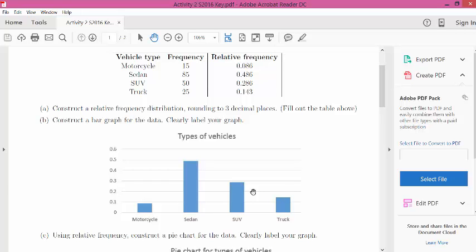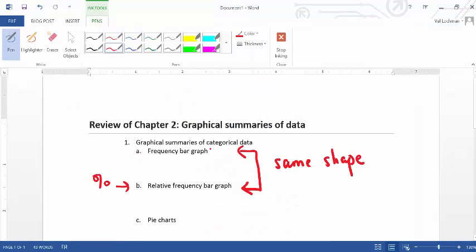Also, if you were to put this in different order, so let's say you wanted to put SUV first, then truck, then motorcycle, it wouldn't change the picture, right? Well, the shape would be the same, but really the information would be still presenting the same type of data. So the order doesn't matter here, and we have gaps between the bars. Okay, so let's see, frequency bar, relative frequency bar, and then pie charts is really the same thing. It's as the frequency bar, but only it has a different way of presenting it, right?